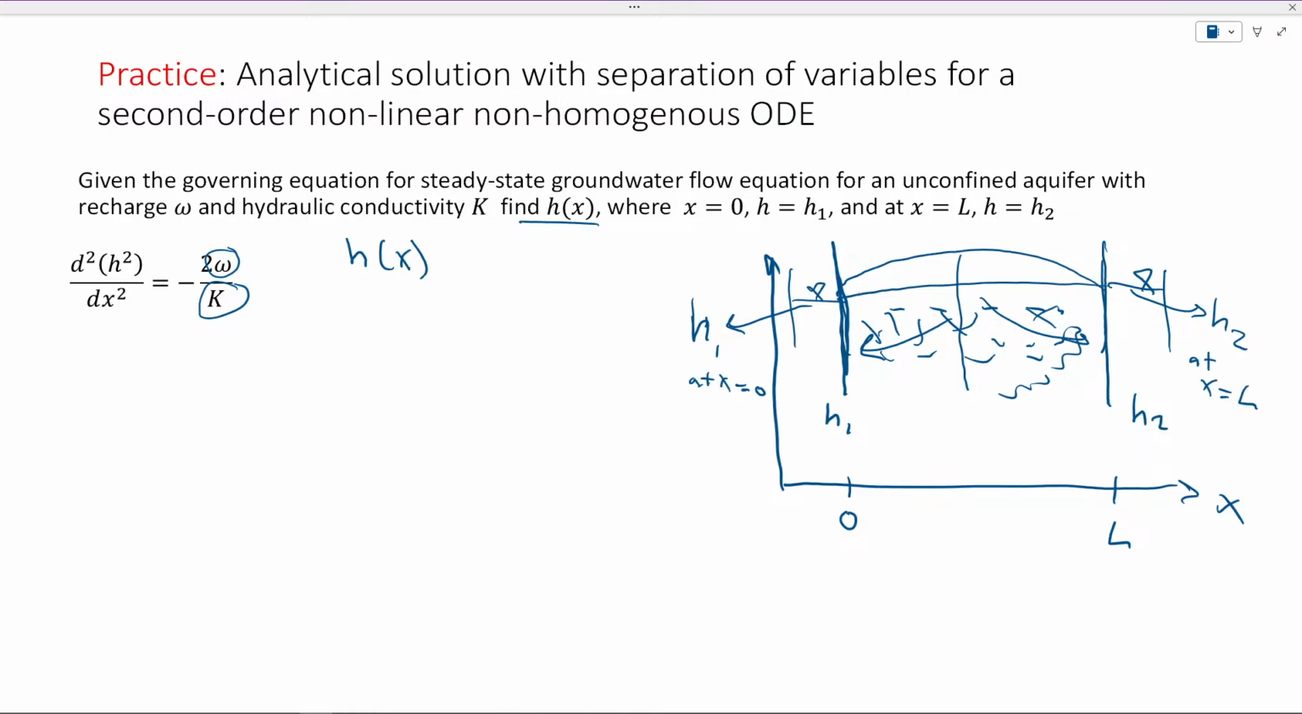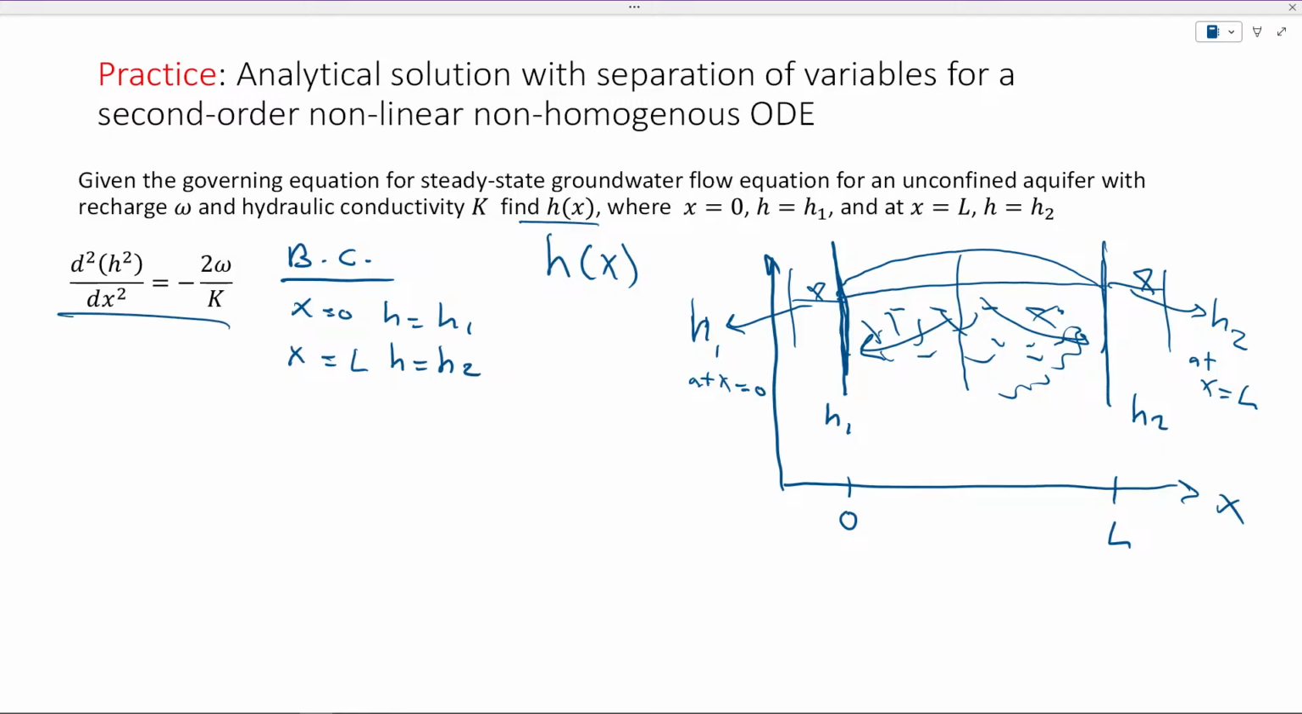Okay, so can we integrate this to find h as a function of x? You write your boundary conditions: x equal to 0, h is equal to h1, at x equal to L, h is equal to h2. So solve this given these boundary conditions. Yes, we know how to do this, yeah?